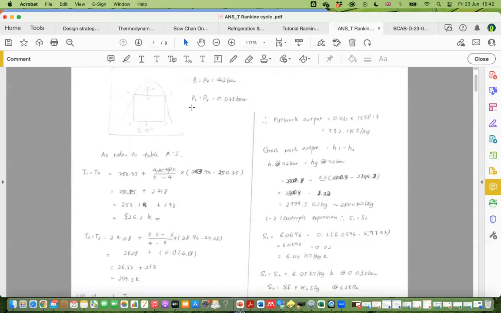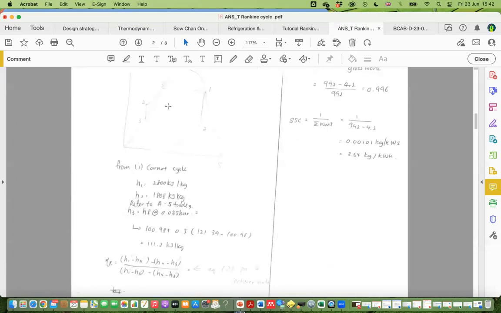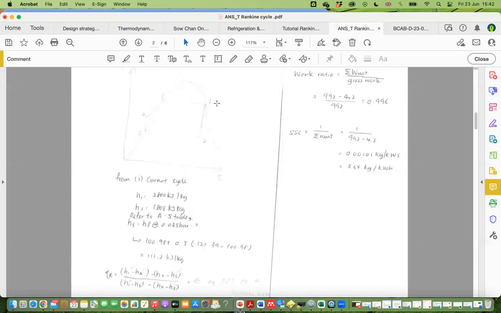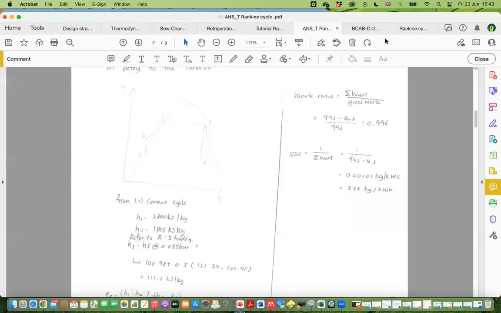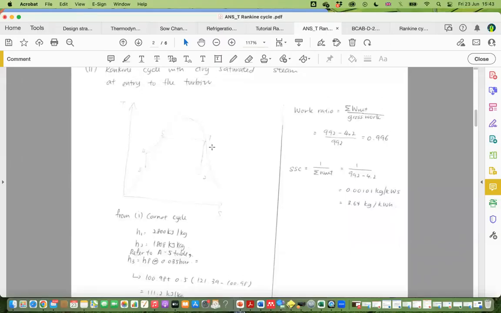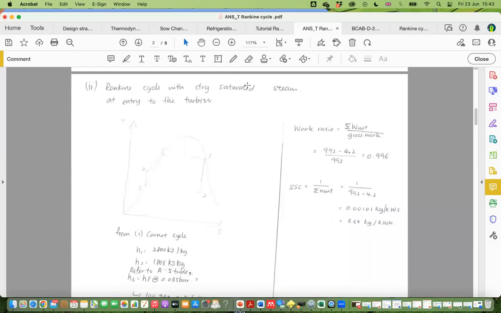And again, you have to be familiar with the process, right? So dry saturated steam to enter the turbine. So which part is the turbine? So you have to check this one first. Right, because it's dry saturated steam. So from 2 to 3, okay?